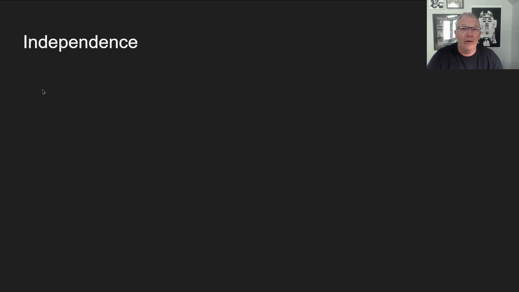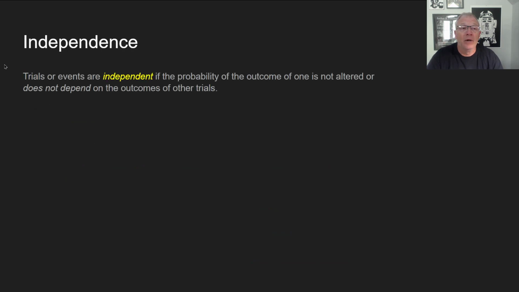So to remind us now about dependence and independence, we talked about this last time with gambler's fallacy. Trials or events are independent if the probability of the outcome of one is not altered or does not depend on the outcomes of the other trials. So in the case of dice, rolling one die or two dice, those are independent outcomes. The earthquake example I gave you last time is a dependent probability. As time goes on and the earthquake doesn't happen, the probability goes up.